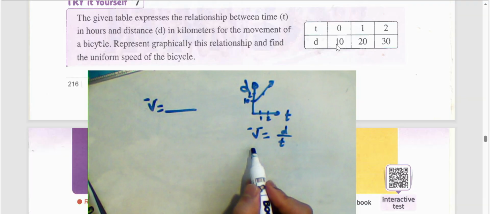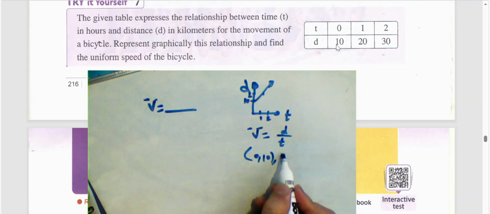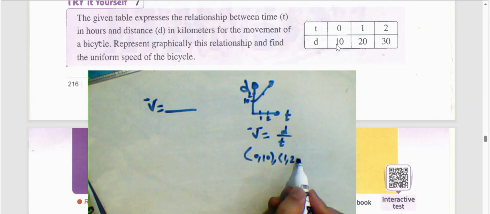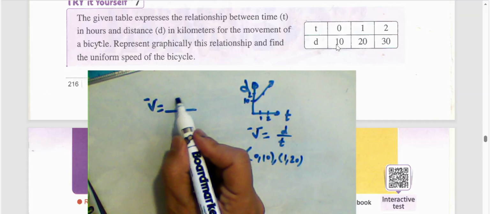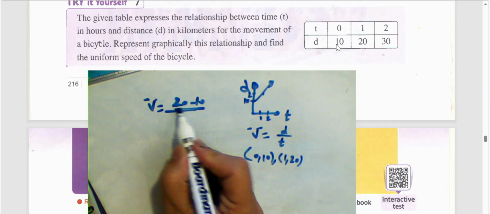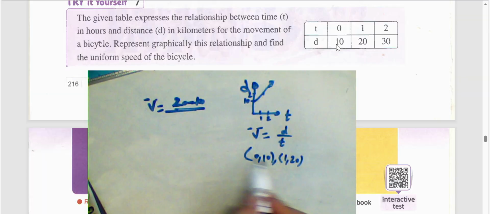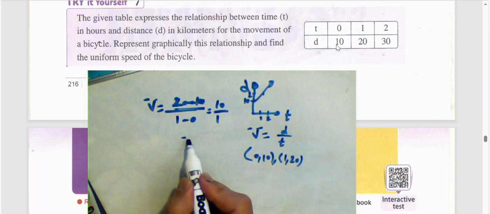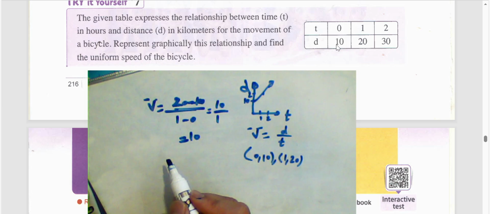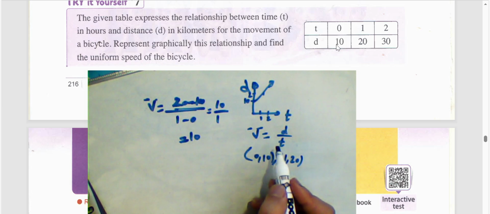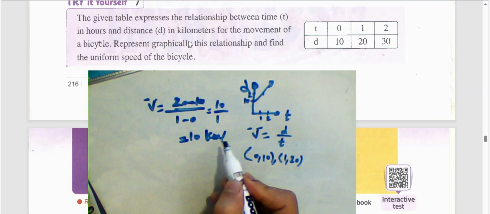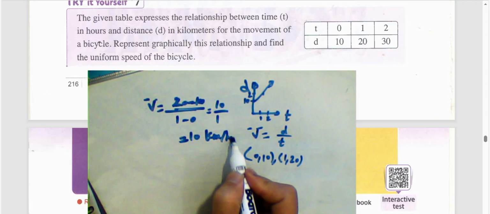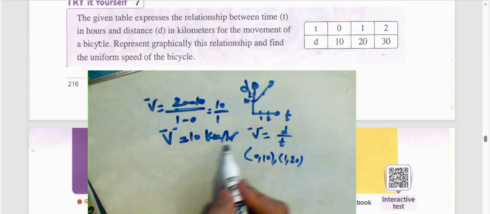We can write the slope. We have 2 points, 0 and 10, and the other point 1 and 20. You can write 20 minus 10 over 1 minus 0. 20 minus 10 is 10 over 1. The result will be 10. The velocity will be 10. Distance here is in kilometers and the time in hours. The velocity will be 10 kilometers per 1 hour.